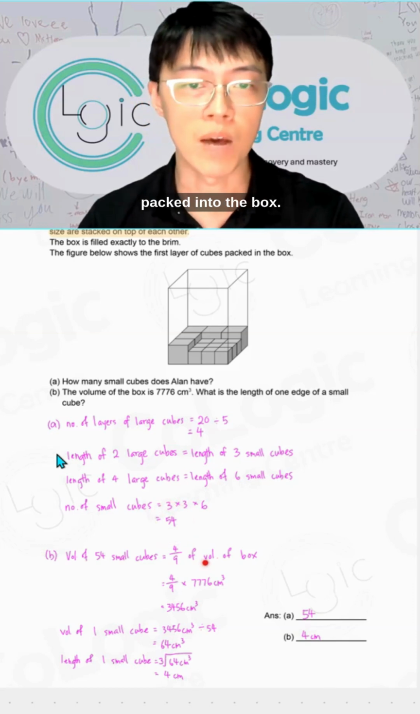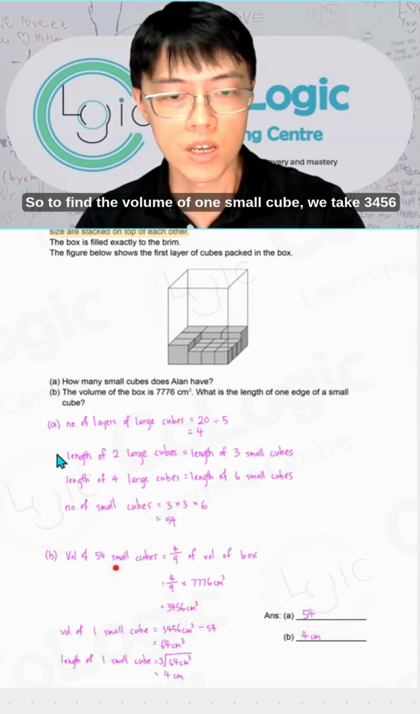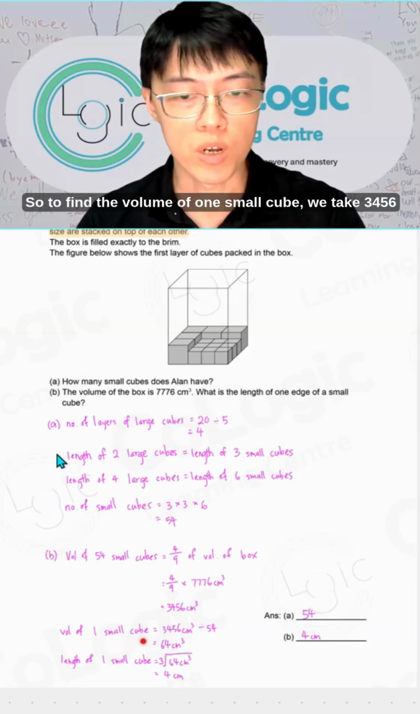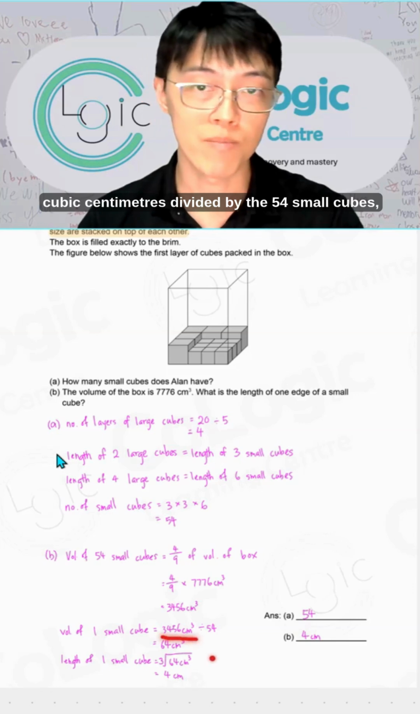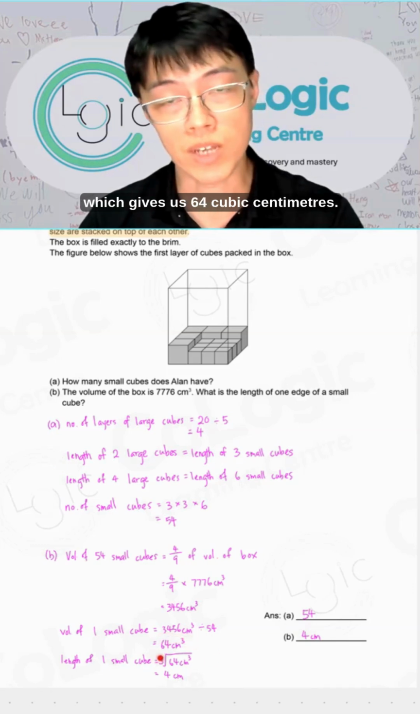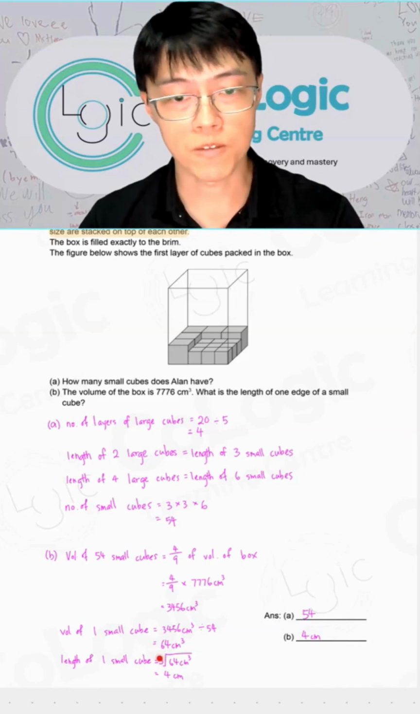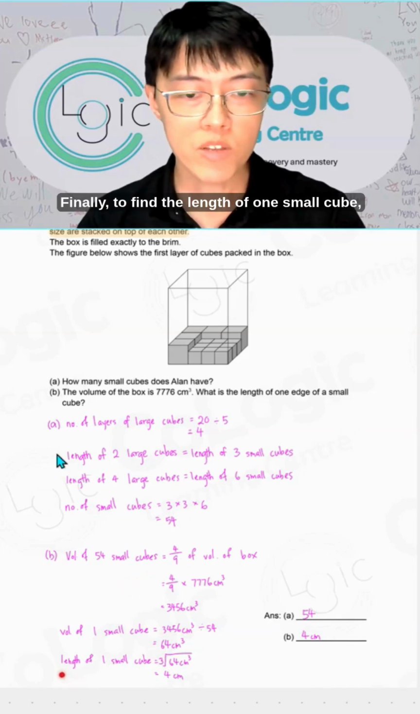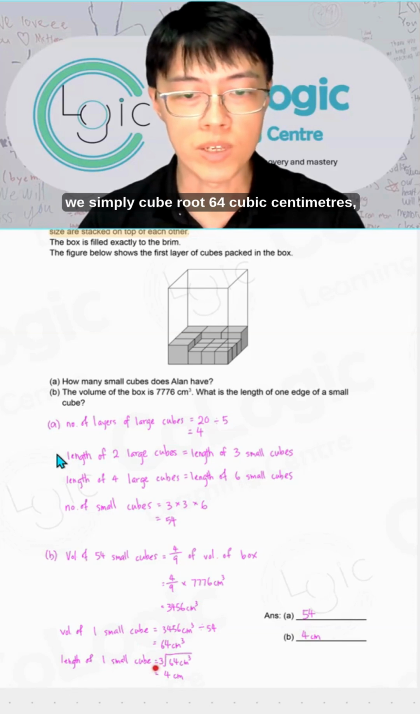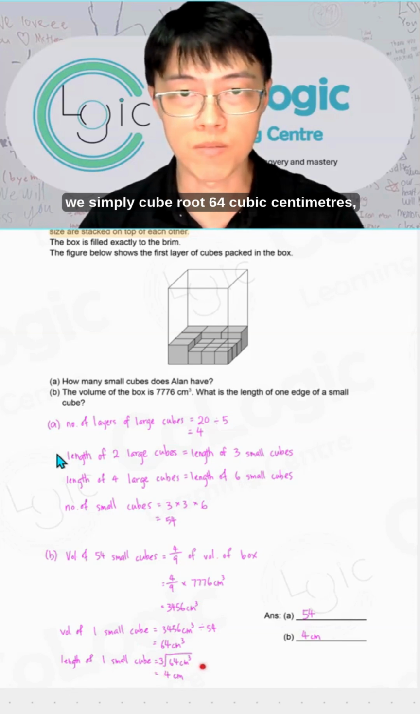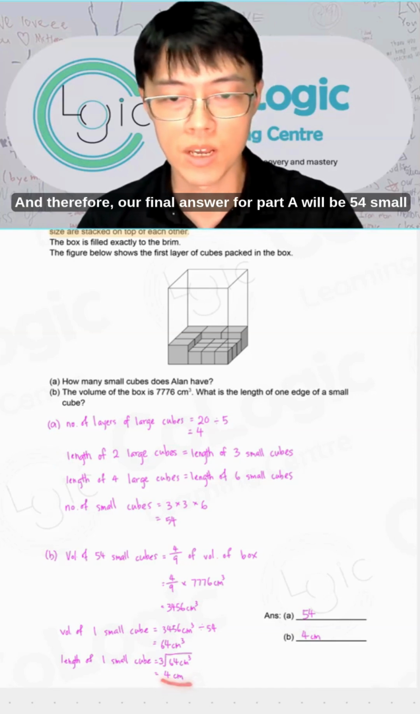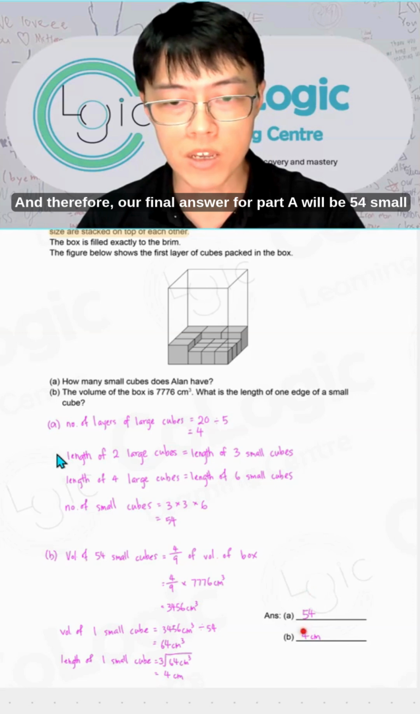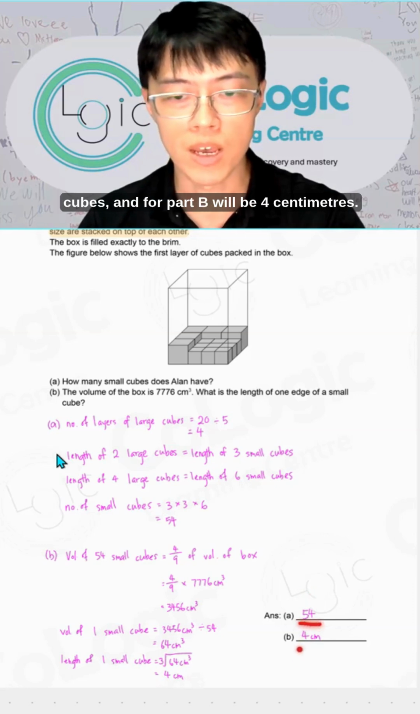Now we also remember from part A that we have figured out that a total of 54 small cubes are packed into the box. So to find the volume of one small cube, we'll take 3,456 cubic centimeters divided by the 54 small cubes, which gives us 64 cubic centimeters. Finally, to find the length of one small cube, we simply cube root 64 cubic centimeters, and that will give us 4 centimeters. And therefore, our final answer for part A will be 54 small cubes, and for part B will be 4 centimeters.